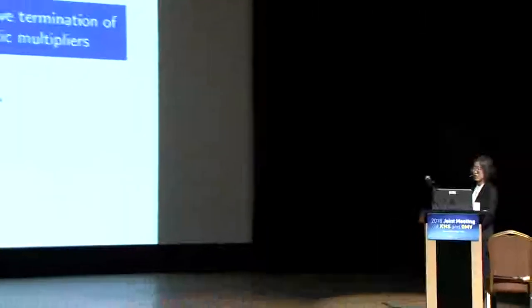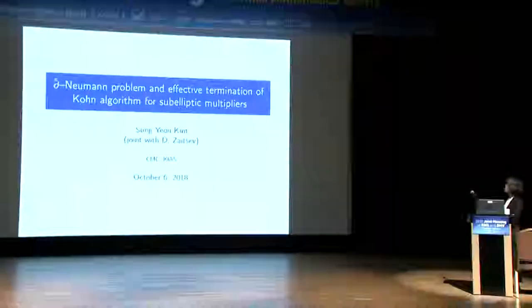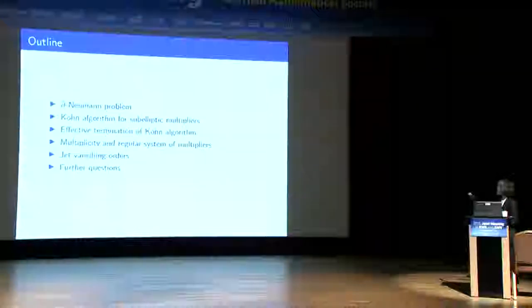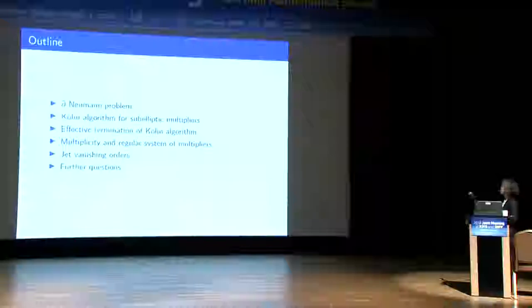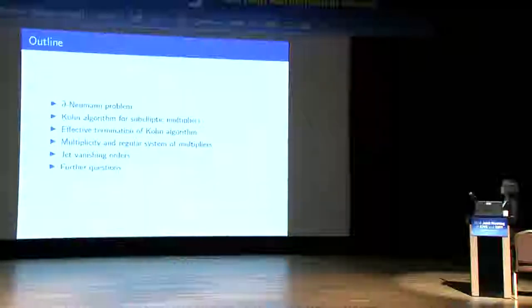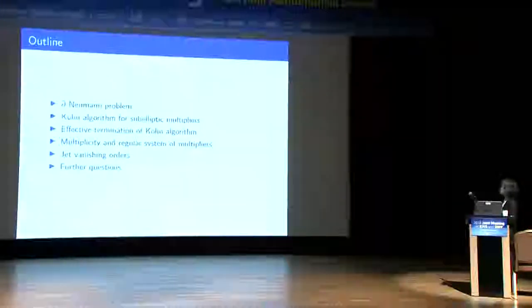Today, I'd like to talk about the D-bar Neumann problem and the local regularity of the solution through sub-elliptic multipliers. First, I'd like to introduce the D-bar Neumann problem, and then Kohn's algorithm to generate multipliers, and then introduce effective termination, which is different from just termination, and then introduce two different processes to terminate Kohn's algorithm. The first one is through multiplicity and the second through jet vanishing order. And then if time permits, I'd like to introduce some questions.